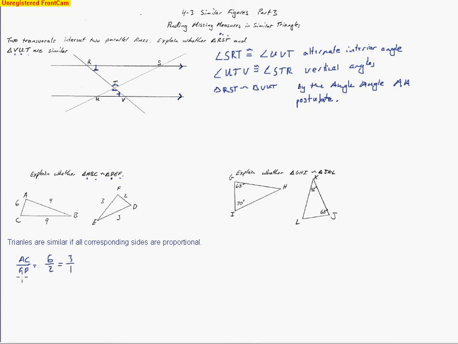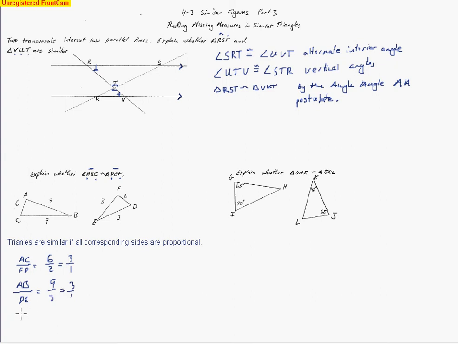So I can check the next one. I'll check AB. Now AB is right here, the first two, so it corresponds to DE. So D to E. And if I look at that, AB is 9, DE is 3, and you see how those simplify to 3 to 1.